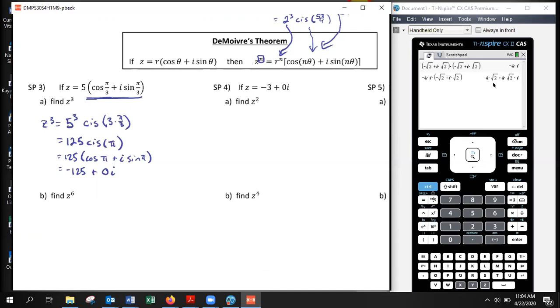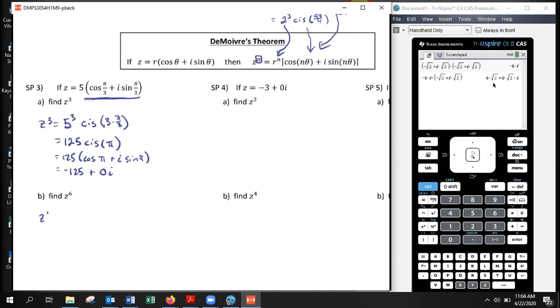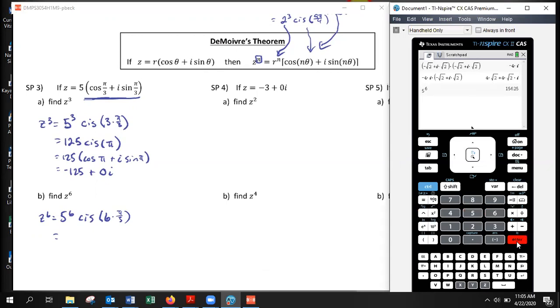Z to the 6th. Z to the 6th then would be 5 to the 6th, cosine plus i sine of 6 times pi over 3. So that ends up giving me 5 to the 6th, and I actually don't know what 5 to the 6th is off the top of my head. I'm just a math teacher, and I've done this many times, but 15,625, and then cis of 2 pi. Everybody, that is an angle that we know. So the cosine of 2 pi is 1. So 15,625 times 1, and the sine of 2 pi is 0.